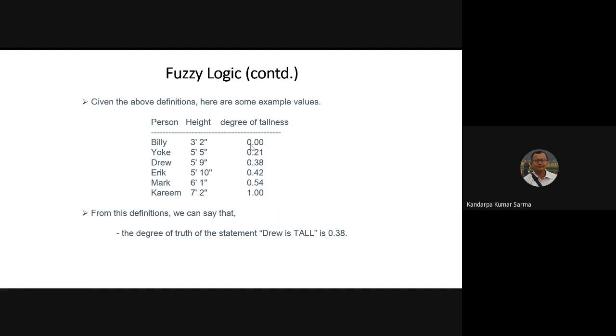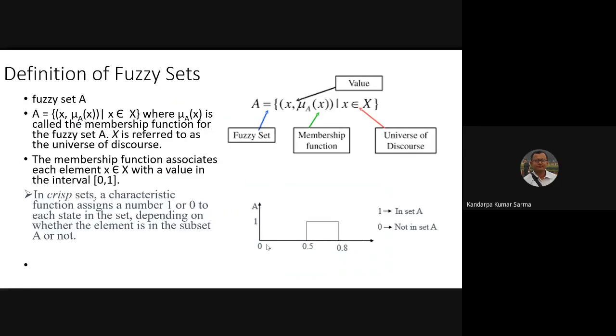So 0.00 will be the lowest one, and 1.00 will be the topmost limit. Between them, there can be 0.21, 0.38, 0.42, 0.54. So from this definition, we can say the degree of truth of the statement is true is null, and that particular value is 0.38. Now from there comes the definition of fuzzy sets.